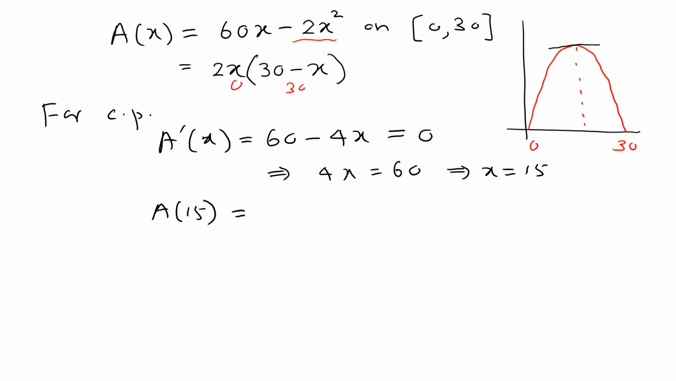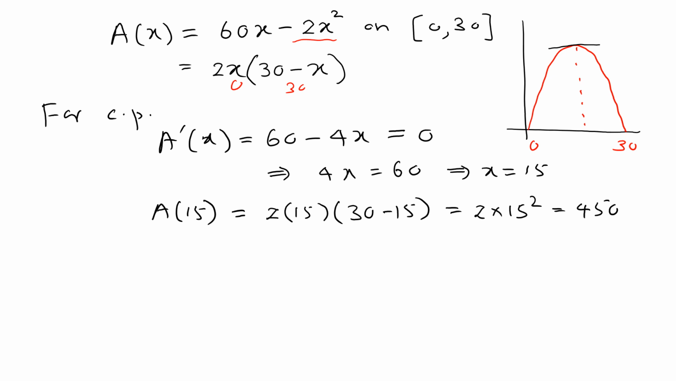A(15) means I'm going to use the factored form, which is 2 times 15 times (30 minus 15). So you're going to get 2 times 15 squared. 15 squared is 225, so you get 450.